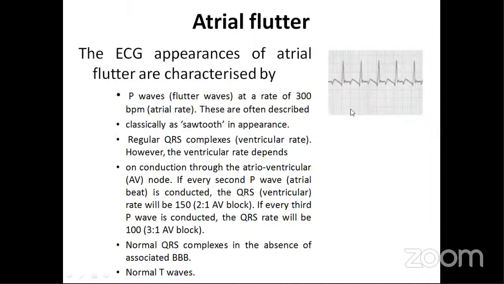And atrial flutter. Here, see the ECG appearance of flutter, characterized by P waves at a rate of 300 BPM, that is the atrial rate, like a sawtooth waveform. The P wave is not a smooth waveform but like a sawtooth, with a regular QRS complex and normal T waves too.